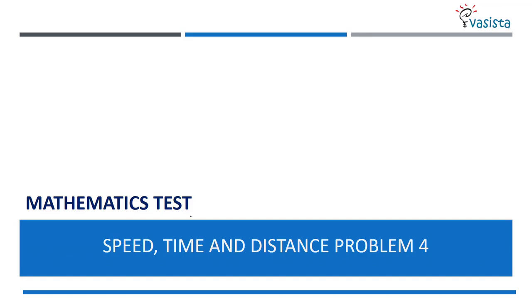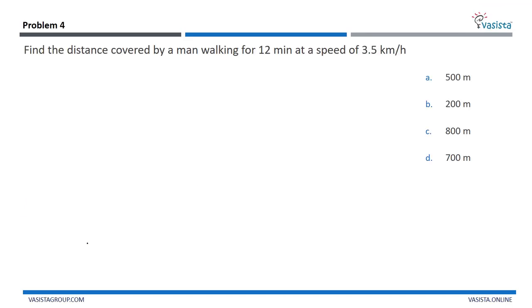Fine, let us start solving the fourth problem here. Find the distance covered by a man walking for 12 minutes at a speed of 3.5 km per hour. This is the question they have given. Now to do that, you need to observe, we need to find the distance, correct? We need to find the distance.